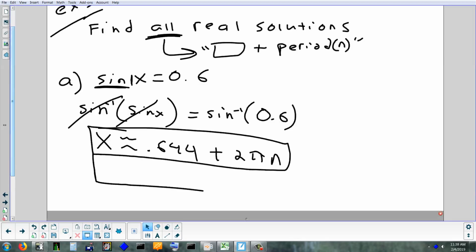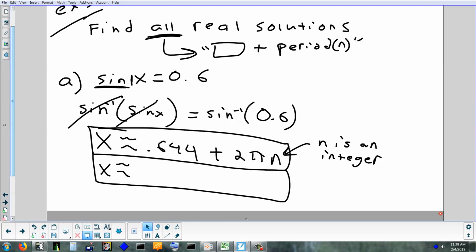So that is how you write that solution. It's 0.644 plus any multiple of the period. That's what this means. So n is an integer. It's basically, n is how many cycles away do you want? You want the answer for the 10th cycle? Then plug in 10. And that'll give you the answer 10 cycles later. Okay? Because it repeats forever.